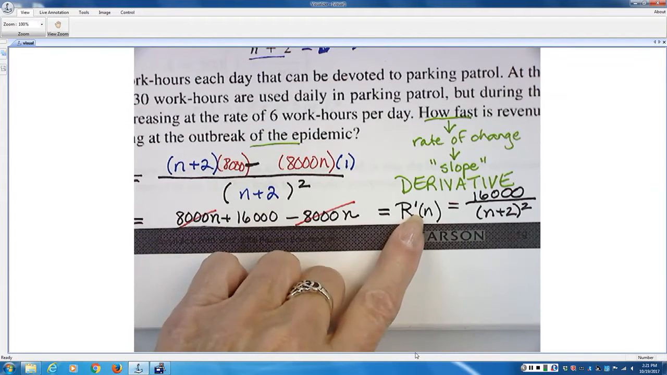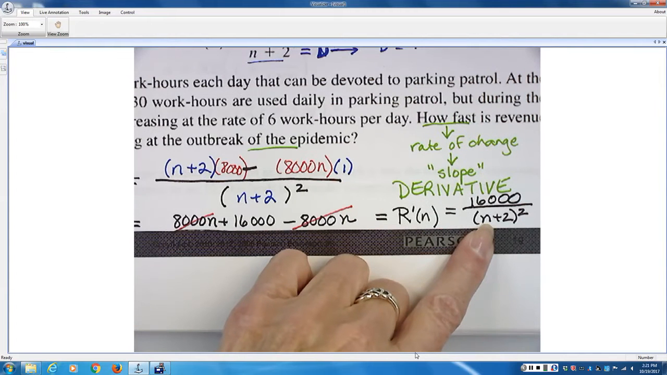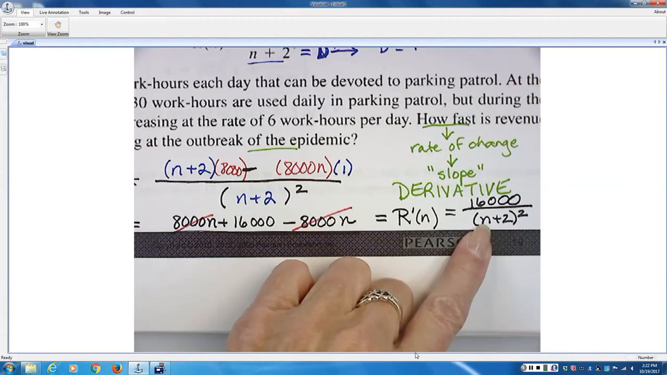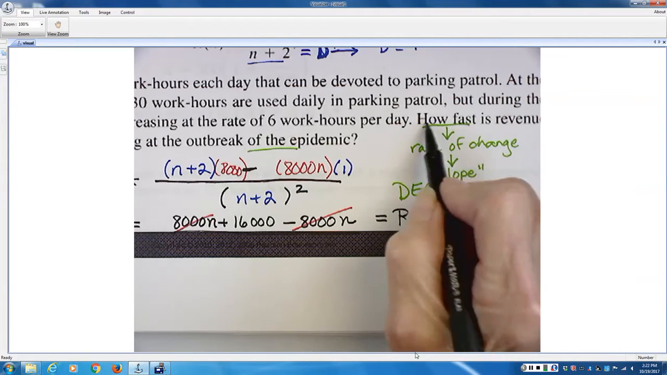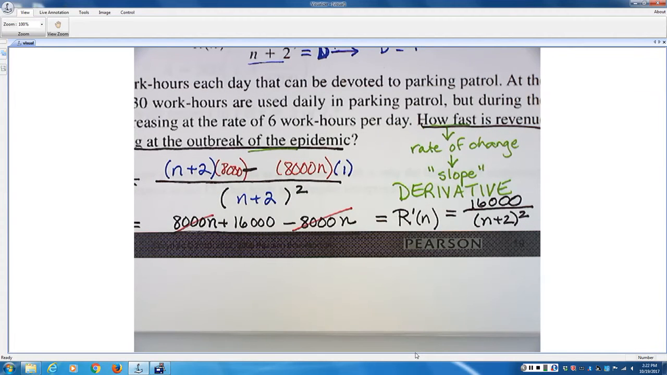So what we would do, since it's decreasing at that rate, is we would set this equal to -6 and determine what the number of work hours was on that day, if we needed to. But actually, when they ask us how fast is revenue from parking fines decreasing at the outbreak, that's pretty much all they're asking us, is to find the derivative of it. They're not really asking us for much of anything else.